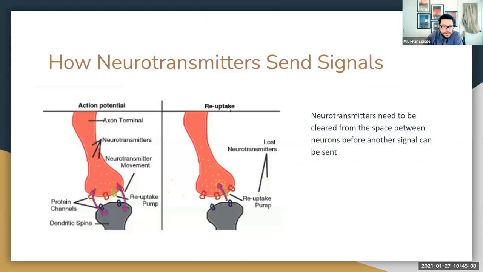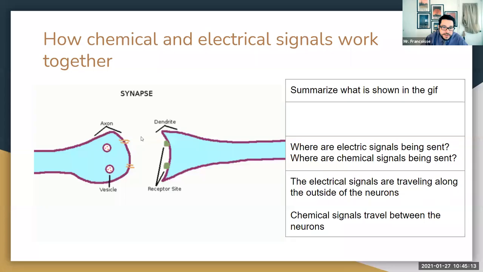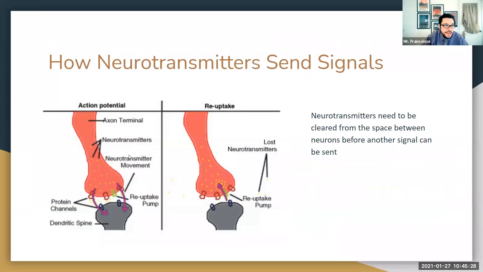Okay, so the last thing that we're going to look at, and we saw this here, right? Notice at the end of the cycle, all of these neurotransmitters, which are in the center, end up getting taken back by the cell where they're released. So it's kind of like resetting, right? If you think of a mouse trap, after it goes off, you have to reset it for it to happen again. So that's kind of what happens with the neurotransmitters. Neurotransmitters need to be cleared from the space before a signal can be sent again. So we have to reset the switch in order for it to get another signal.